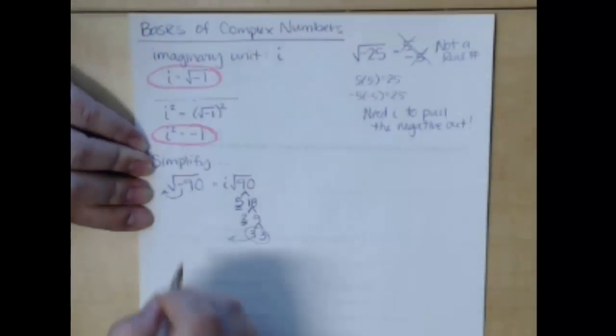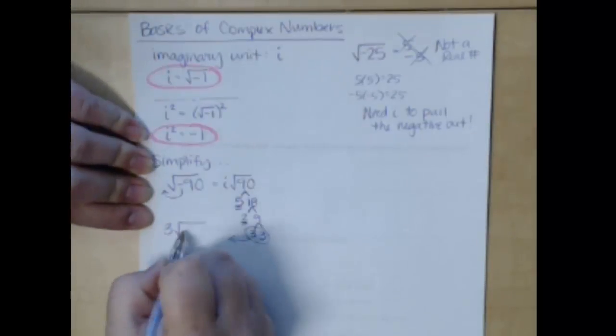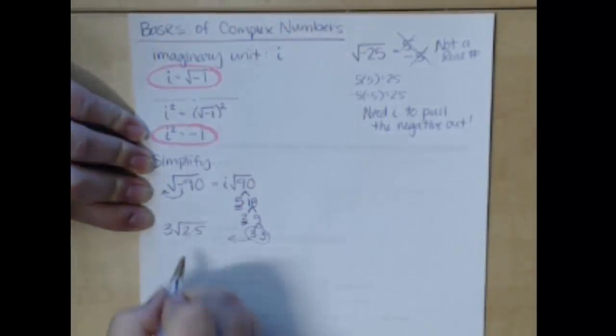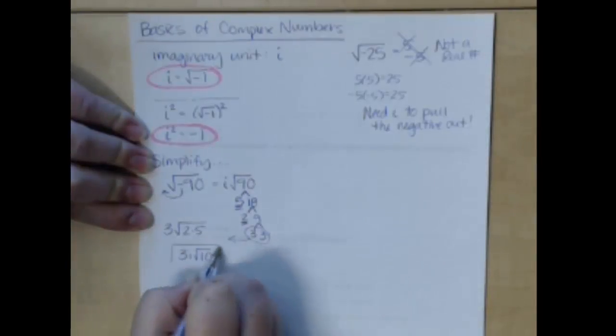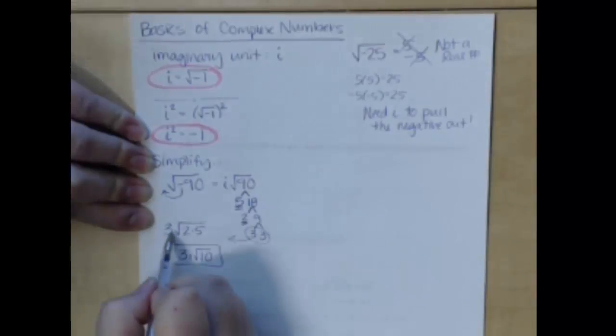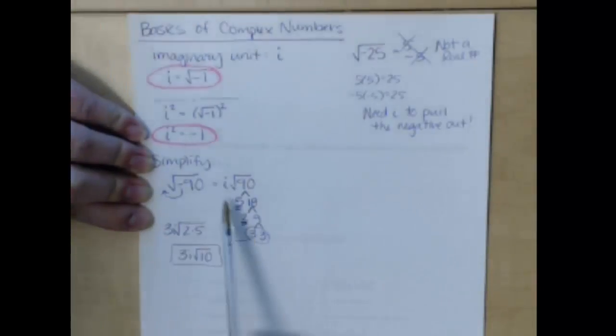So bringing out a 3, left with a 2 and a 5 underneath, which means I get 3i square root of 10, right? I brought out the i. Oops, I forgot to put my i here. I brought out the i to get rid of the negative. I brought out the 3 because I have 2 copies, so 3 and i are written out front, and I'm left with a 5 and 2 underneath, so I just multiply them back together to get square root of 10.